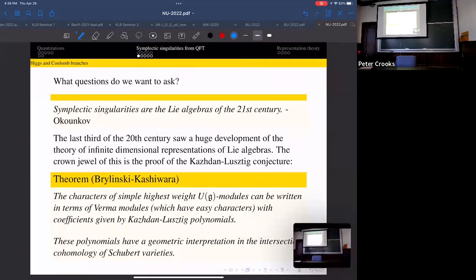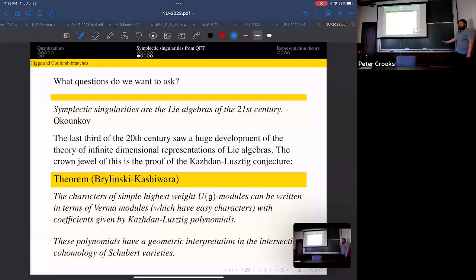All right, so what do we want to find out about examples? What are the examples we care about, and what are we going to ask about? Another thing I'm contractually obligated to put in my talks is this claim that symplectic singularities are the Lie algebras of the 21st century. Somehow we found that all statements about this semi-simple Lie algebra are really statements about this nilcone. All the information in the Lie algebra is somewhere in this nilcone.